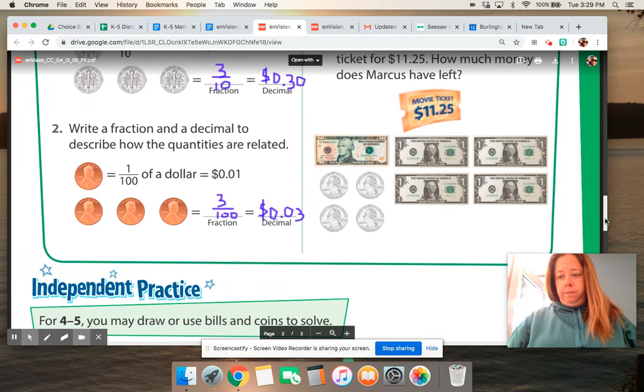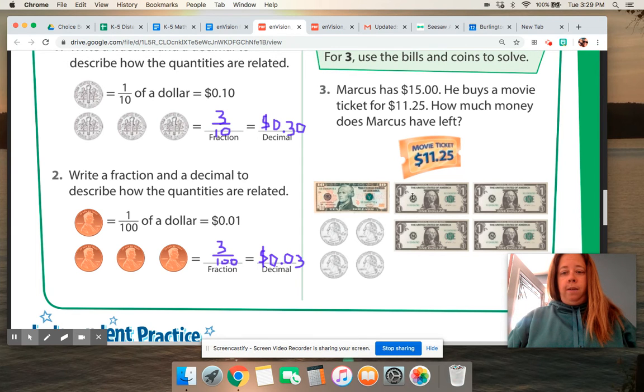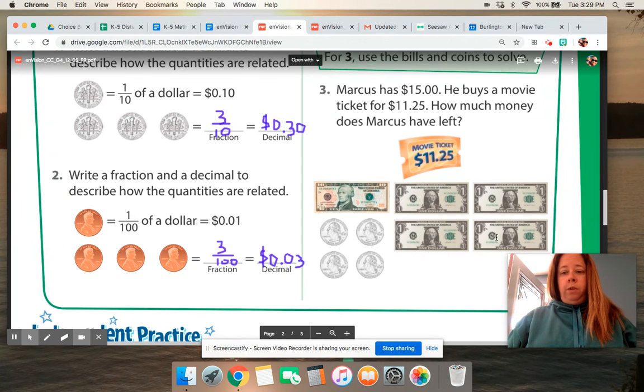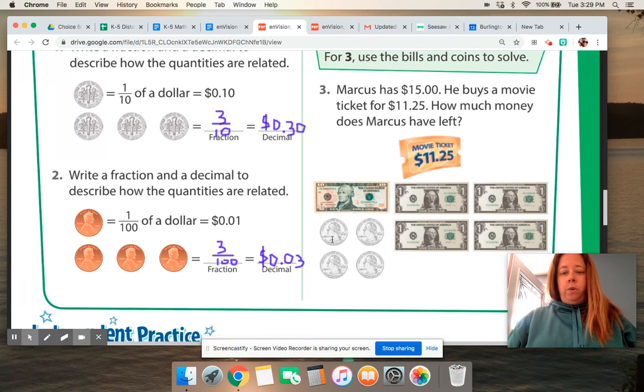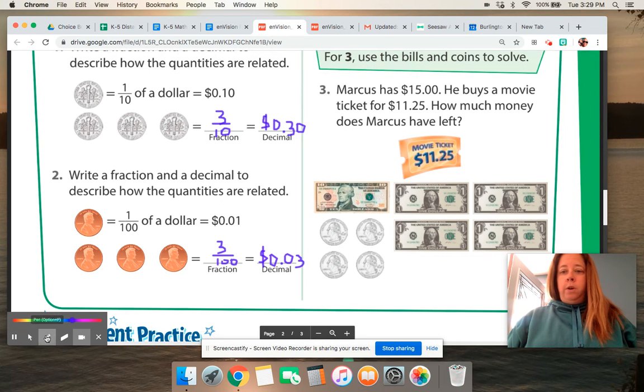Over here, we have this problem. So Marcus has $15 and he buys a movie ticket for $11.25. How much money does Marcus have left? So you can see here that we have $15. We have 10, and then we have 1, 2, 3, 4 ones. That makes 14. And then we have 4 quarters, and 4 quarters makes $1. So here's our $15 here that we have. So all we have to do is subtract $11.25.